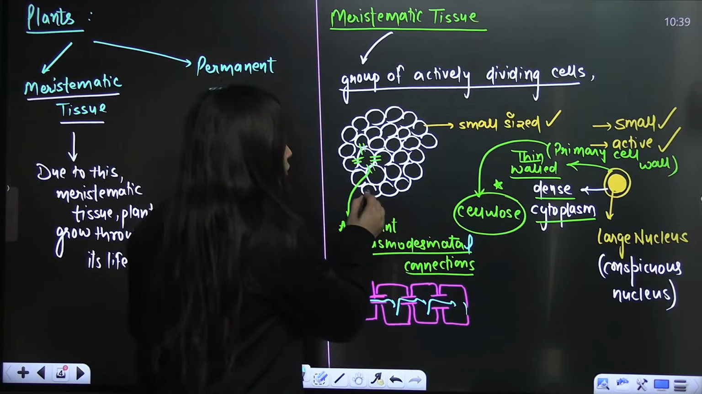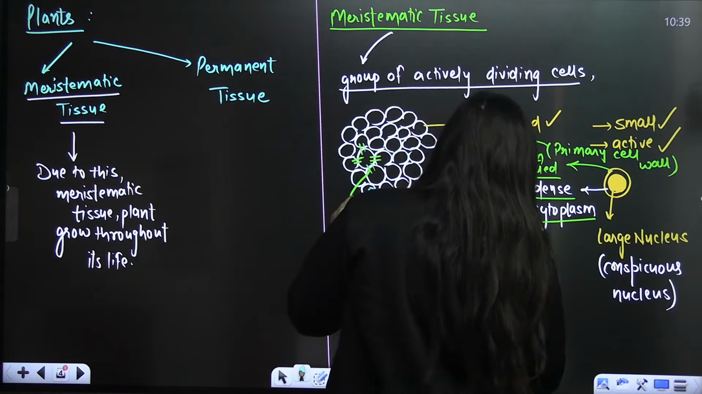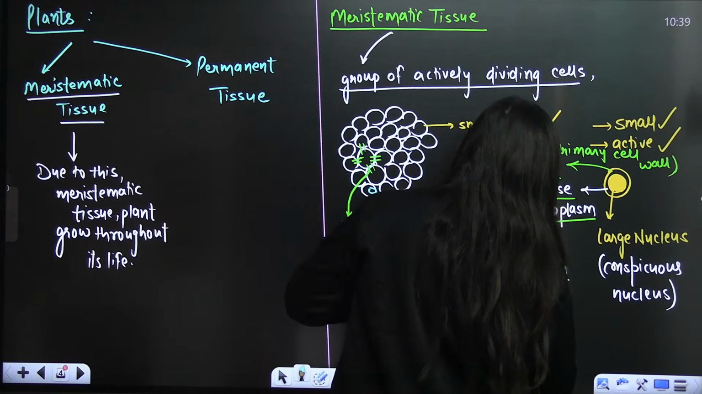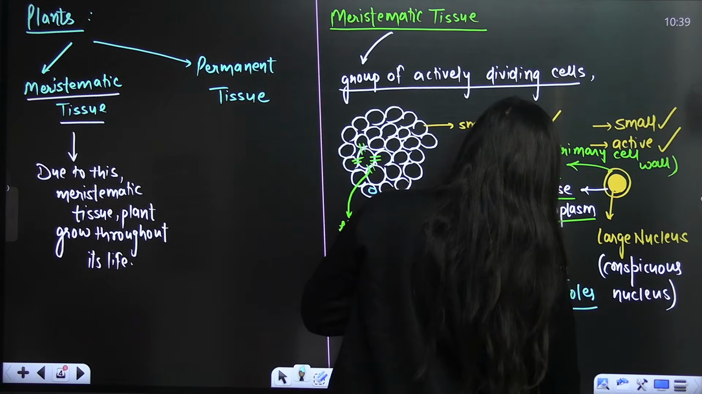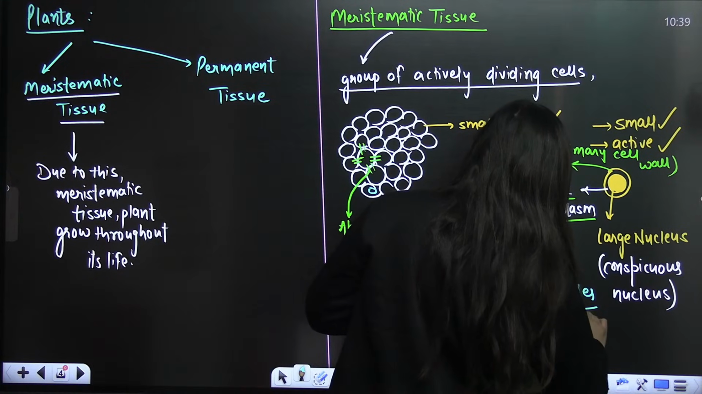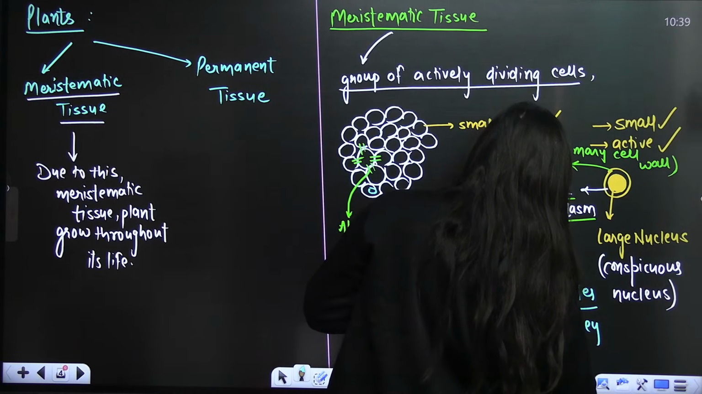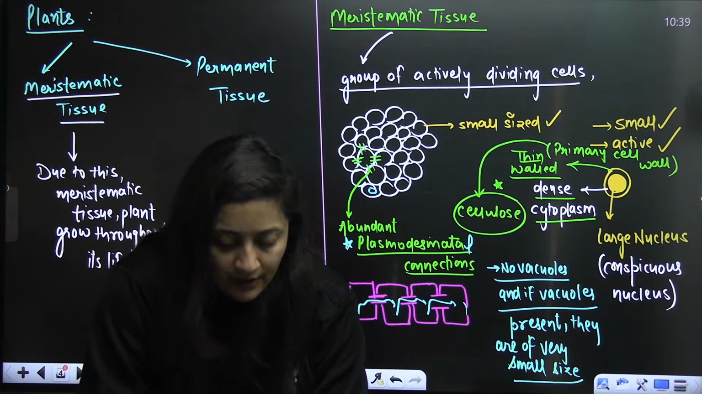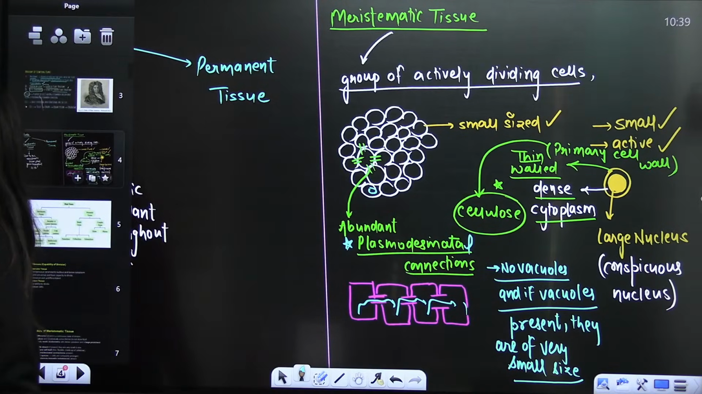Secondly, here you are not going to see the vacuole. First of all, you will see that no vacuoles are there, and if vacuoles are present, they are of very small size. Am I clear? So these are the properties of the meristematic tissue which we need to know.